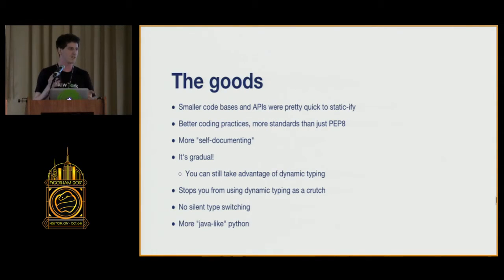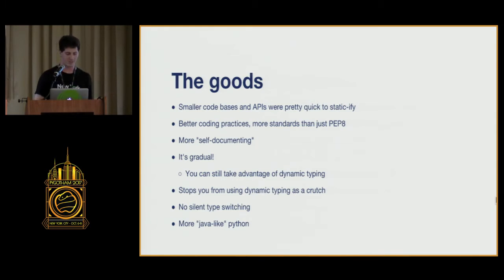PEP 8 says you can use your PyDocs to say what types your function expects and what it returns, but this is even cleaner. It's definitely more self-documenting. The code is right there. You know what it expects and what it returns. It's gradual. This is one important part of MyPy, that it doesn't expect you to migrate your entire code base to statically typed functions all at once. Now you can turn on strict type checking, which will make sure that you have everything annotated that you can. But in the other case, you can still take advantage of dynamic typing.